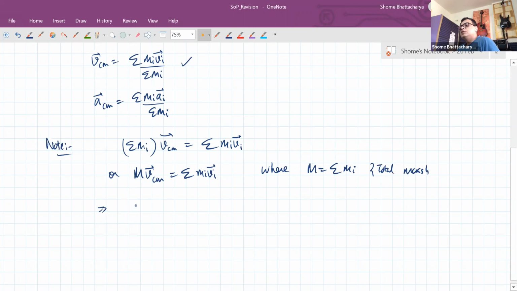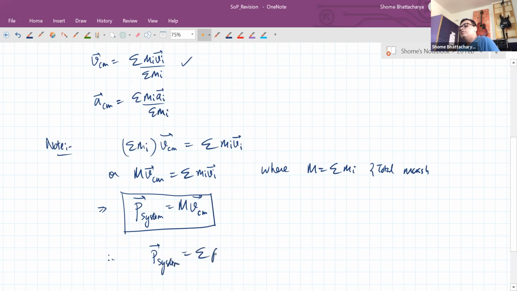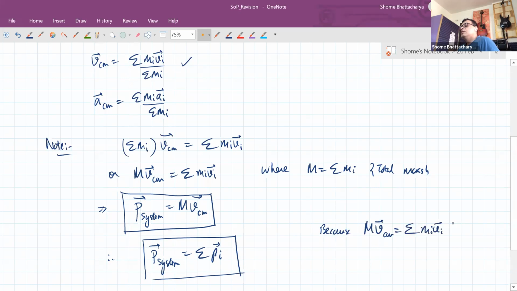So now this is how we define the momentum of the system. The linear momentum of the system is defined as the total mass into velocity of center of mass. And we can therefore see that the momentum of a system is equal to the vector sum of the linear momenta of its individual particles, because this quantity, summation mv, is nothing but the vector sum of the linear momenta of the individual particles. So first and foremost, this is how we define the linear momentum of a discrete particle system. It is defined as the total mass into the instantaneous velocity of the center of mass.